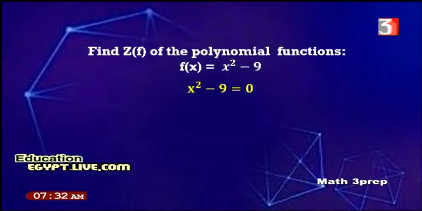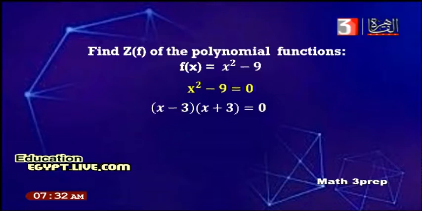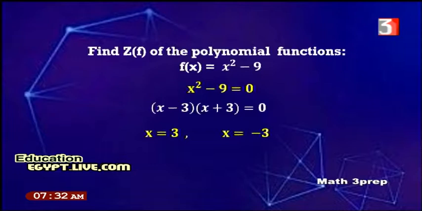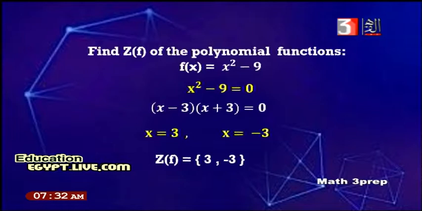So the two brackets will be x minus 3 times x plus 3 equals 0. When two brackets are multiplied by each other and give 0, one of its terms must be equal to 0. So either x minus 3 equals 0 or x plus 3 equals 0, to obtain a result for the value of x as 3 or the value of x as negative 3. And in this case, we can say that the set of zeros of the function f equals 3 and negative 3.